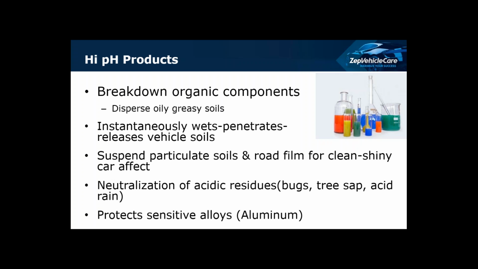Alkaline products also neutralize acidic things, acid rain, tree sap, bugs, anything on the acidic side. Some alkaline products actually contain buffers in them to help protect soft metals like aluminum and things of that nature from getting an alkaline burn on a hot day from a high pH caustic-based pre-soak or something of that nature on a very hot day. So high pH products can be used for that as well.